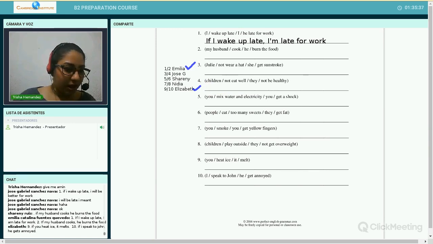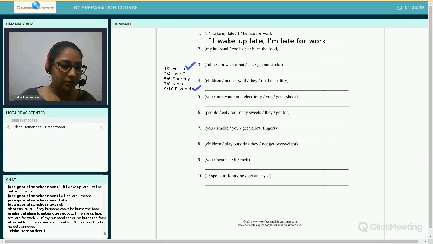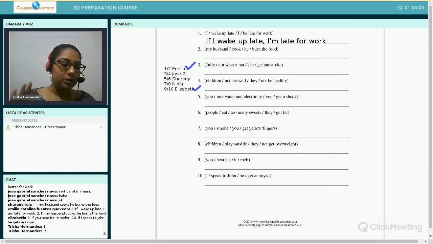Just an observation, remember that when we start a sentence, we start with a capital letter, okay? If, like this. Just that, but everything is fine. And the I am, the I, it's always with a capital letter too. Okay?